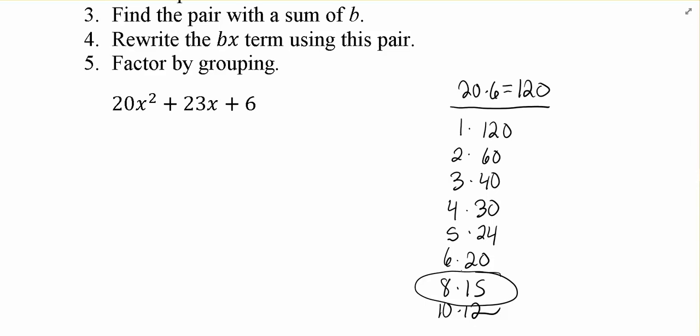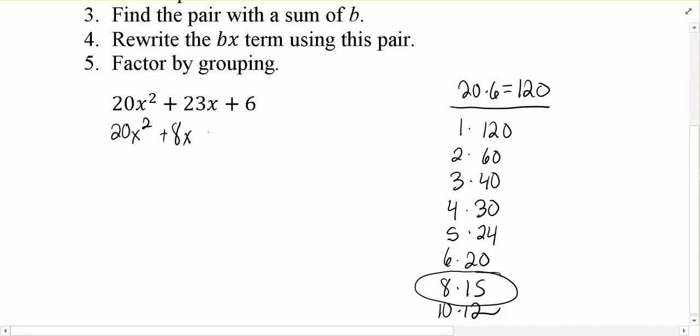Coming back to our problem now, we're going to rewrite this problem. Instead of 23x, we're going to write it as 8x plus 15x. That's the only thing we're changing about the problem, is instead of 23x, we now have 8x plus 15x. Nothing changed, that's equivalent, but now we have 4 terms. And now that we have 4 terms, we can factor by grouping the first 2 and the last 2 together.